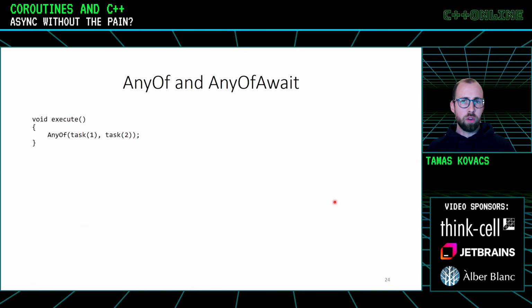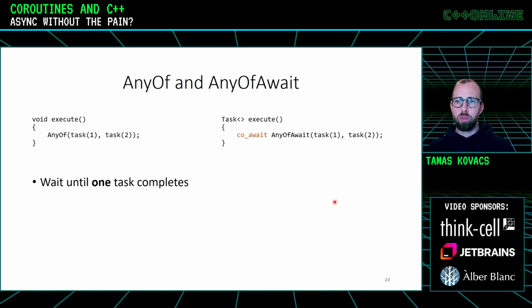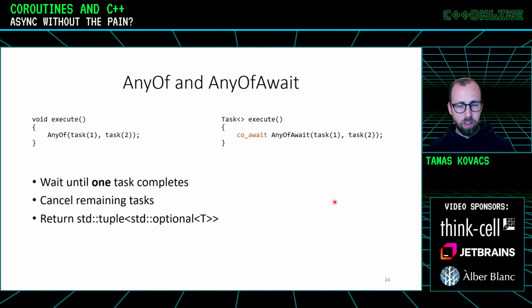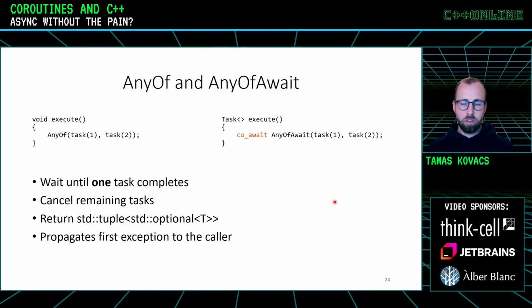Then we have any of and any of await. Those are the arrays. So instead of waiting for everything, we want to wait for the first task to complete. And as soon as the first task completes, the remaining tasks are cancelled. As the return value there, we are using std tuple with std optionals. The exception propagation is the same. The first exception will be propagated to the caller.